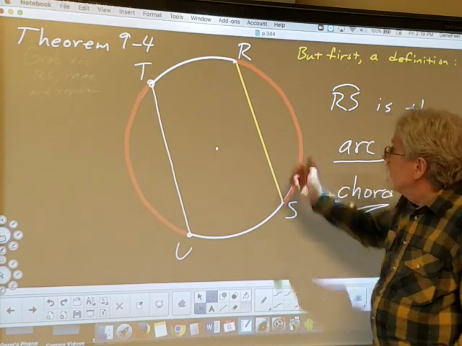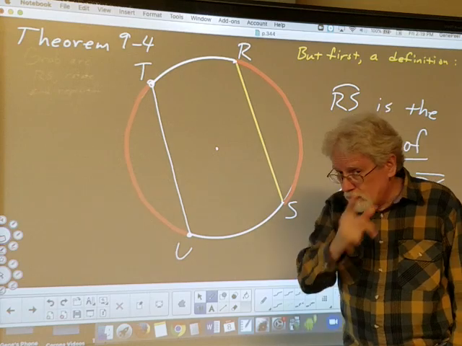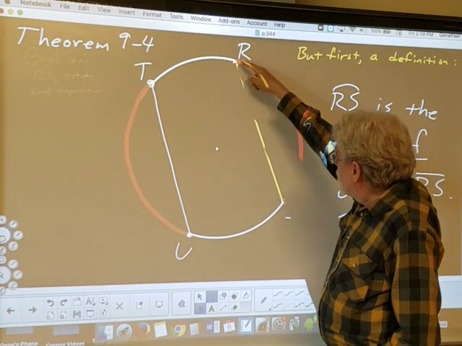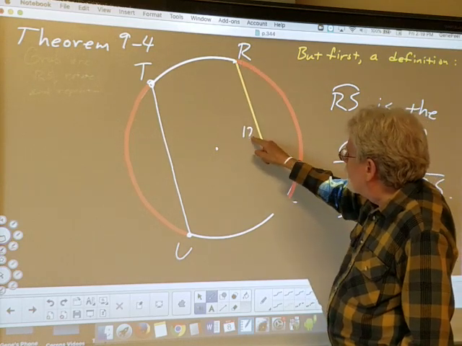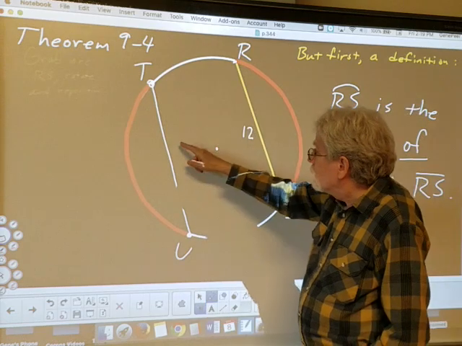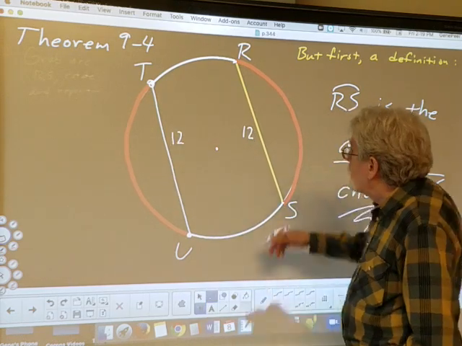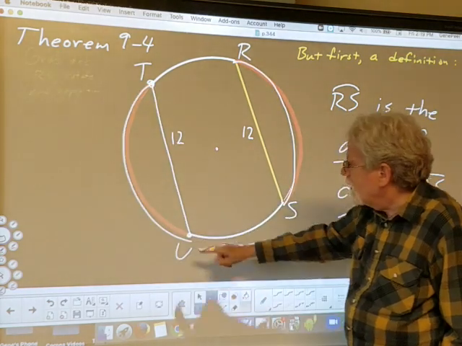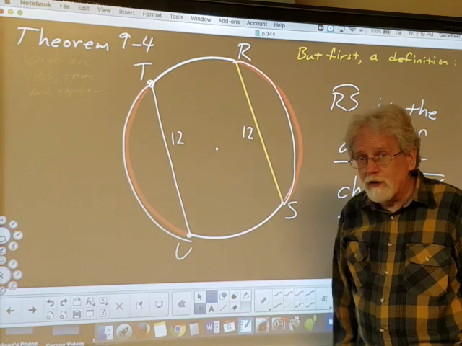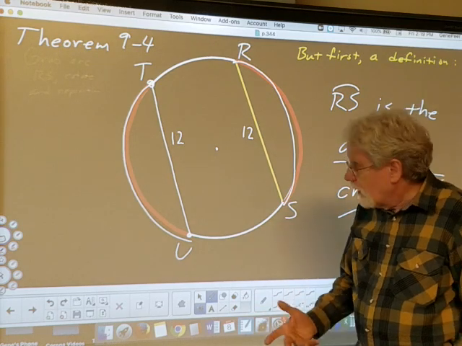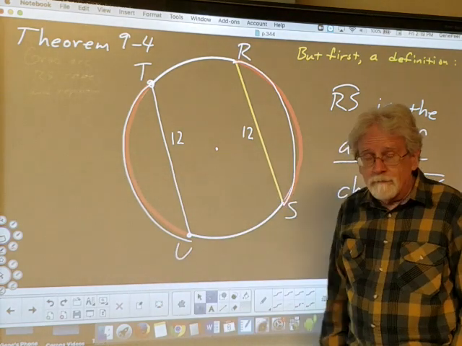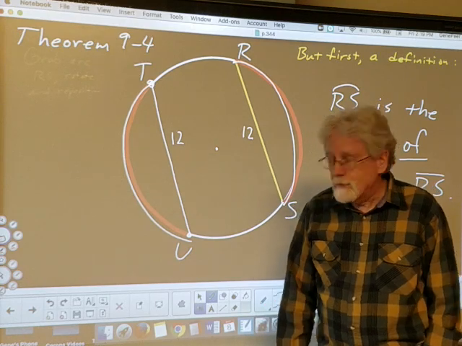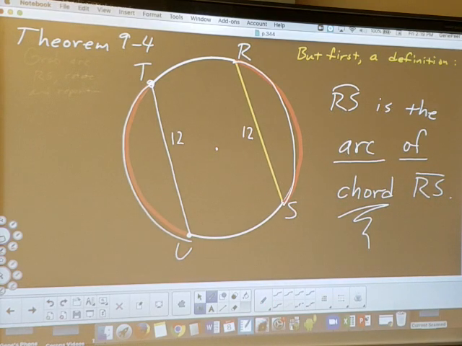And the converse of that, congruent chords will have congruent arcs. So, for instance, if segment RS happens to have a length of 12, and segment TU also has a length of 12, then we know that whatever this measure is, it has to be the same as that measure, because congruent chords will have congruent arcs. And likewise, if we knew the arcs were congruent, then we can conclude that the chords must also be congruent. All right, simple enough. Let's move on. That's all there is to theorem 9.4.